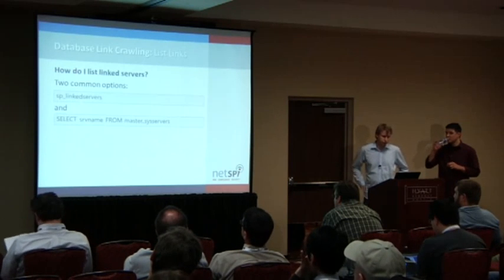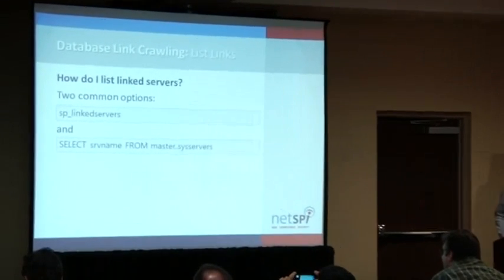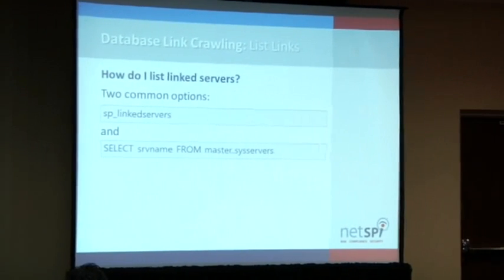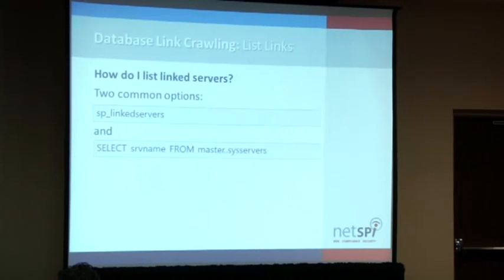Some basic concepts for links. How do you list them? Stored procedure, sp_linkedservers. That just gives some information about the links. Or you can just select them from the master.sys.servers table, and it has all the links for one database server.